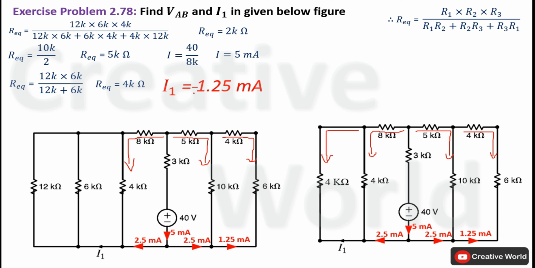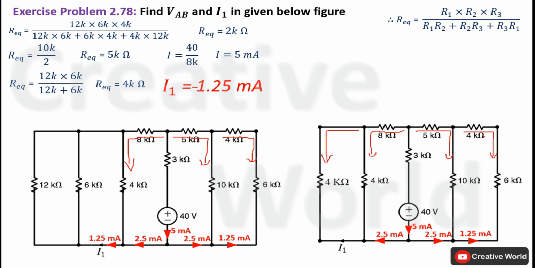Here the minus sign along with the value of I1 is indicating that the direction of current I1 inside this branch is taken in the wrong direction. The actual direction of current is opposite to the direction of I1. We have calculated the value of current I1. Current through all these branches is also calculated. Now we will calculate voltage across these resistances in order to calculate VAB.